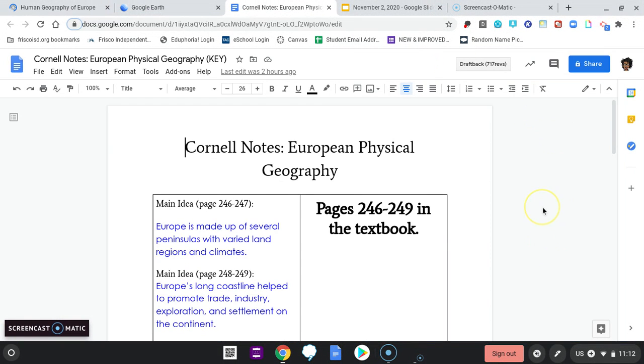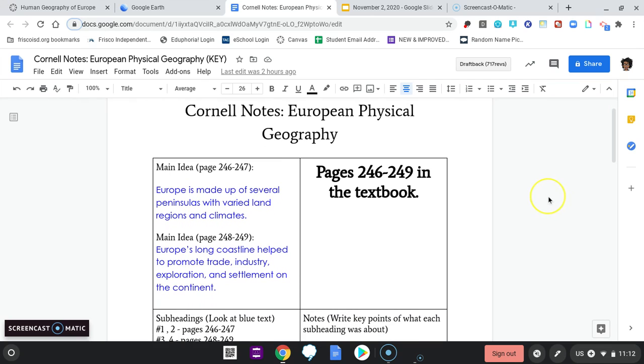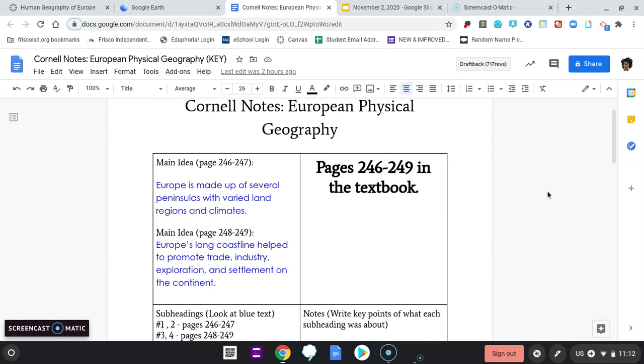Okay. Let me go over here to the Cornell Notes. This is what I wanted to cover with you. And you'll need to have these submitted in Canvas if you haven't done so already, so that way I can check them and make sure that you're good to go. Europe is made up of several peninsulas with varied land regions and climates. That was the main idea for the first set of pages.